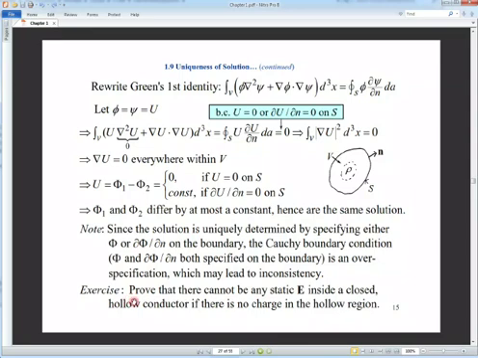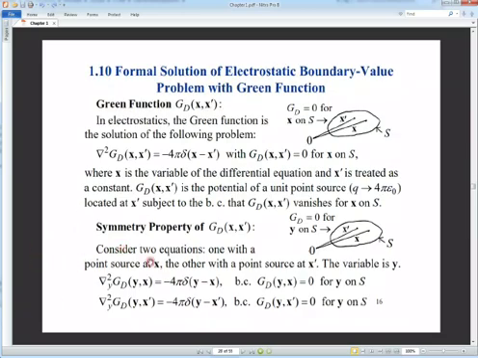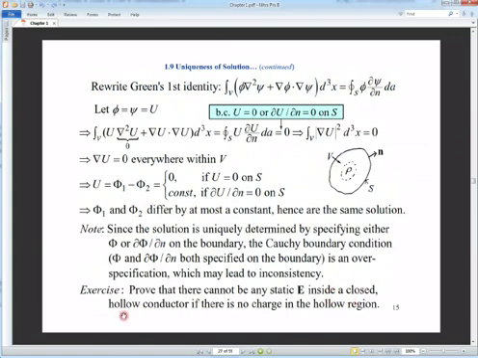As an exercise, you can prove that there cannot be any static E inside a closed hollow conductor if there is no charge in the hollow region. This is an exercise, and you can find the answer to this exercise.